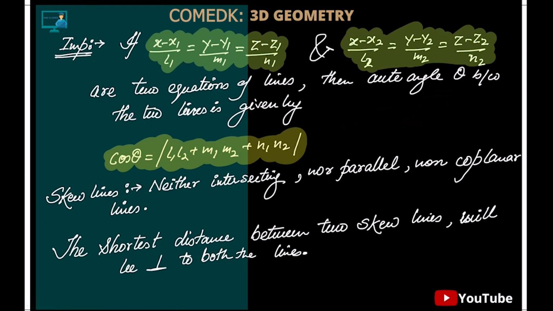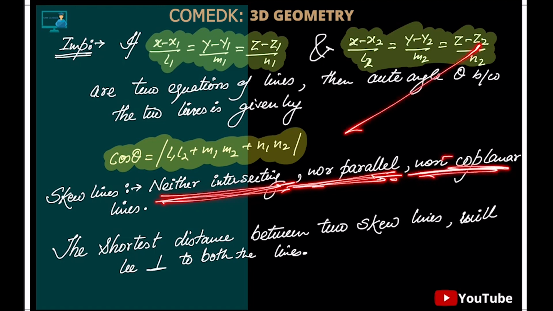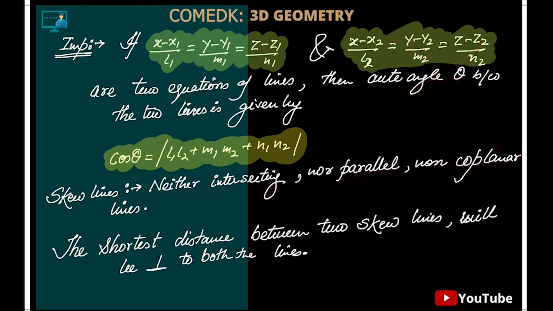That's it. Clear. Next is skew lines. What do we mean by skew lines? Very simple. Skew lines are those lines which are neither intersecting nor parallel. Being neither intersecting nor parallel does not happen in 2D space, so they're not coplanar. They don't lie in one plane. One is like this, the other is like this. So they're not intersecting; they lie in different planes. And the shortest distance between them is nothing but the perpendicular distance between them.